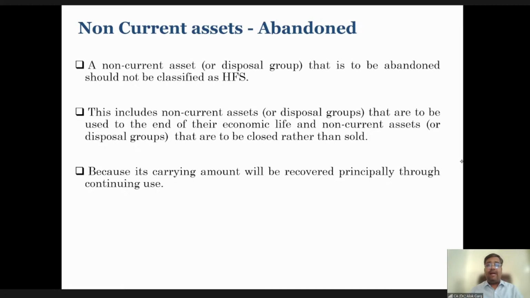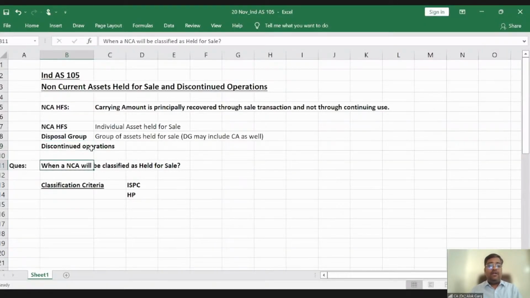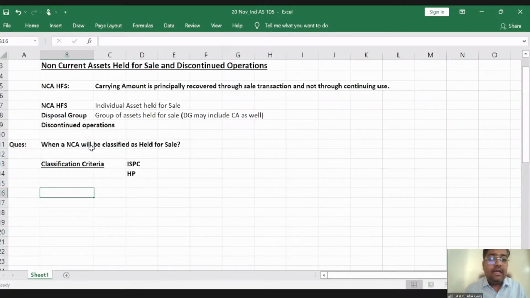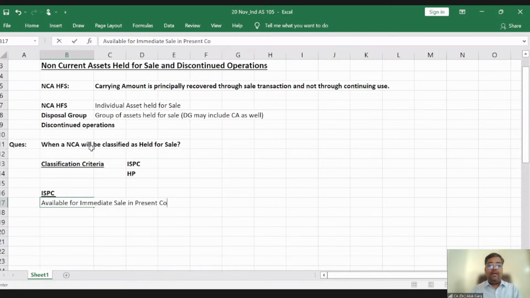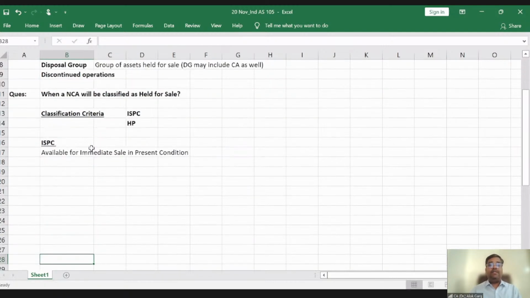Now let's go back to my Excel file once again, where I was sharing you the notes. So coming to the classification criteria, my dear friends, we have discussed that the classification criteria is ISPC plus HP. What is meant by ISPC? ISPC means it is available for immediate sale in present condition. Available for immediate sale in present condition, right?